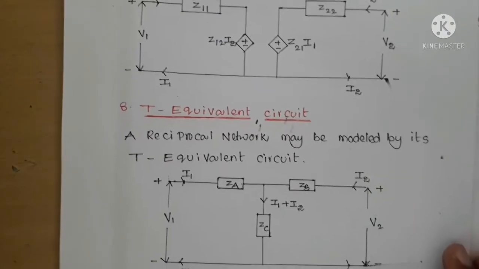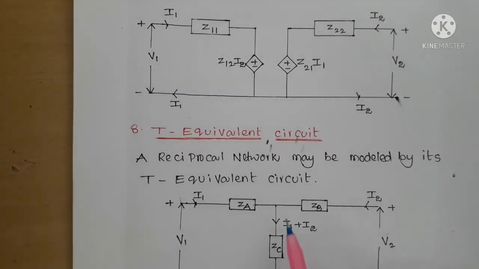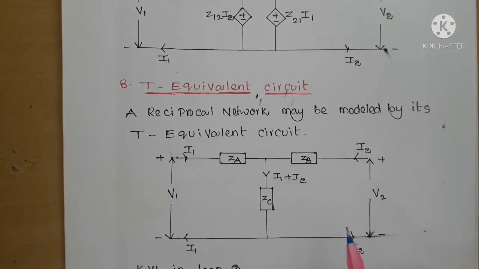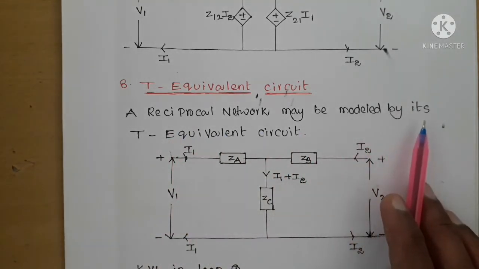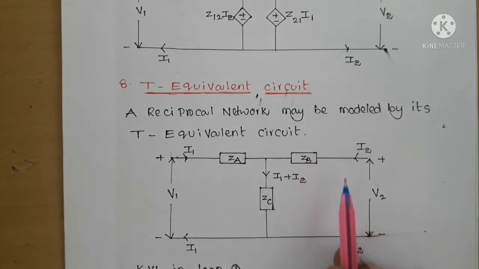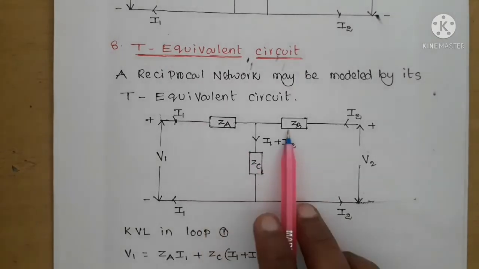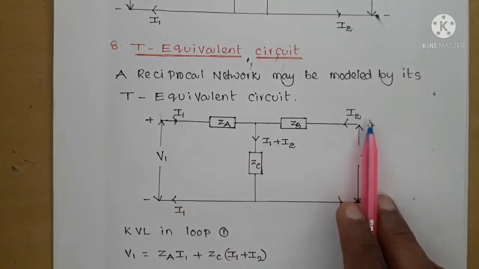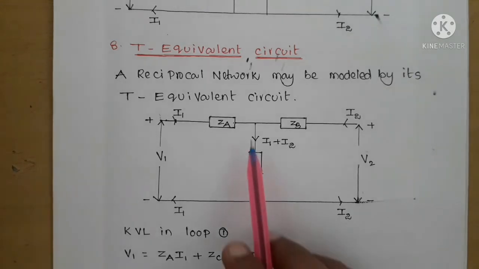Similarly, we can draw the T equivalent circuit for the given two-port network. A reciprocal network may be modeled by its T equivalent circuit. So first of all, we have to check whether the given two-port network is reciprocal or not. If it is reciprocal, then we can draw its T equivalent circuit based on the Z parameters. Let's suppose this is the T equivalent circuit for the given two-port network: ZA, ZB, ZC in the form of a T, and V1 and V2 are the port voltages, and I1 and I2 are the currents. It is in the form of a T, so that's why it is called a T equivalent circuit. Once we get the Z parameters, we can get the T equivalent circuit.